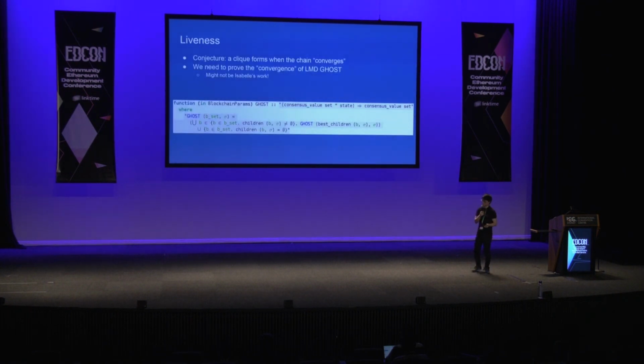Liveness: every person talks about the liveness of CBC Casper, but my conjecture is that a clique eventually forms when the underlying chain converges. From this observation, what we need to do to prove liveness of CBC Casper is to prove the liveness of the underlying chain. So liveness in CBC Casper is essentially equivalent to the liveness of the underlying chain.